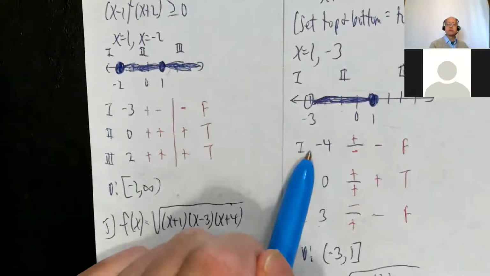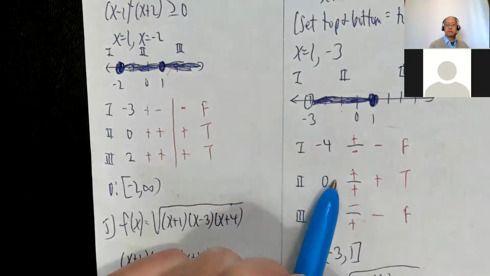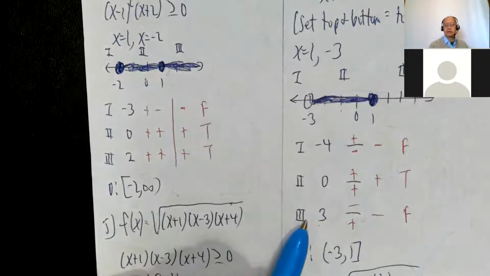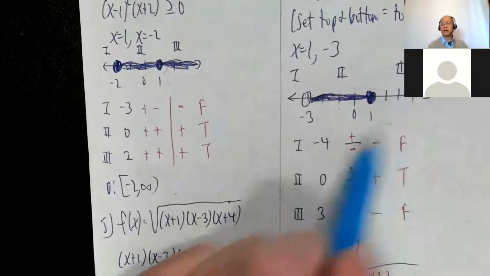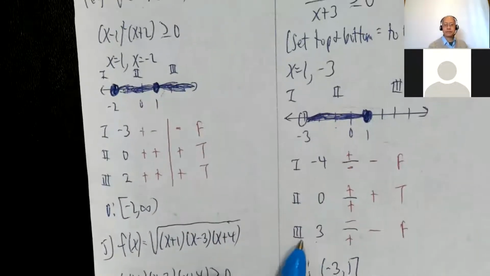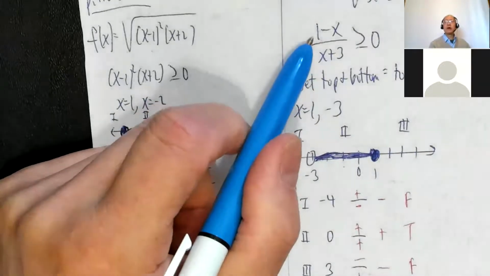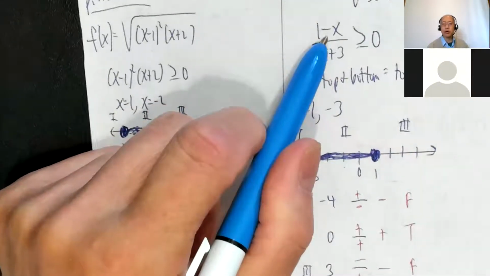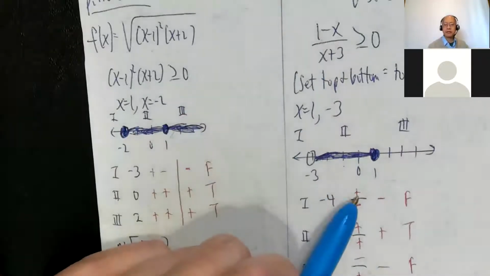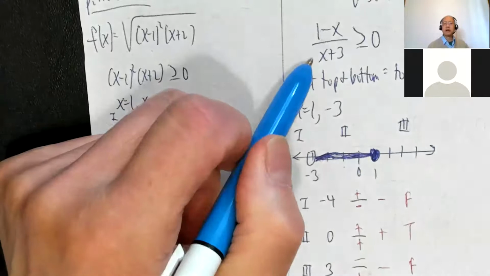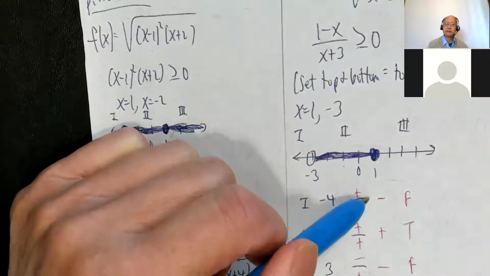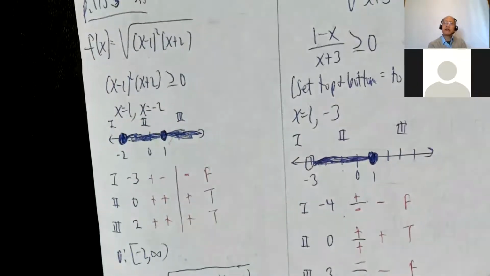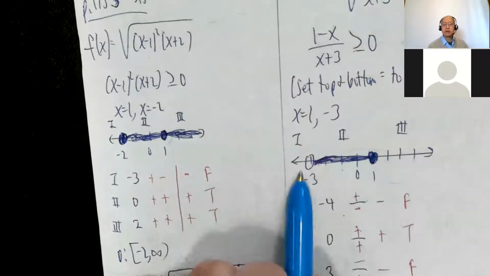Okay, region 1, 2, 3. So region 1, -4. Region 2, 0. Region 3, 3. I picked 3. I don't know why I picked 3. Maybe because I thought it was region 3. You could pick 2 or 3 or 4 or a million, but anything on this side. You plug in -4. Got to be careful. 1 minus a -4. 1 plus 4 is positive. -4 plus 3 is -1. That's a negative. So I have a positive divided by negative, which is negative. Okay, is a negative greater than or equal to 0? No, that's false. Do not shade in region 1.